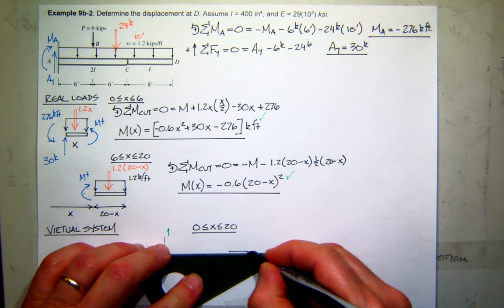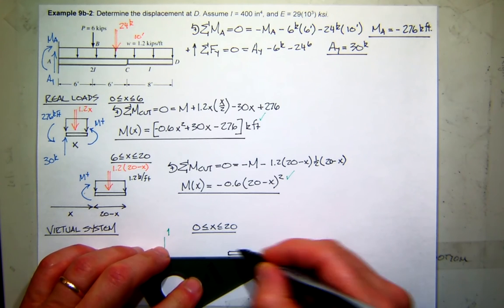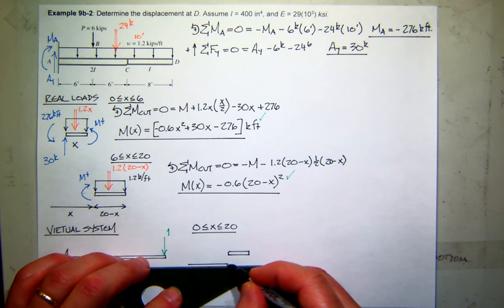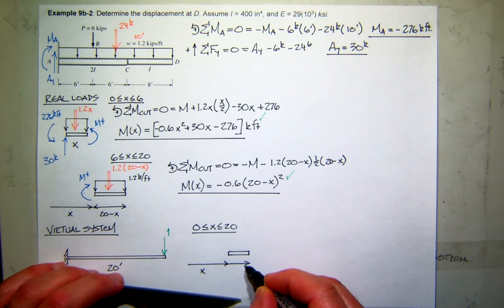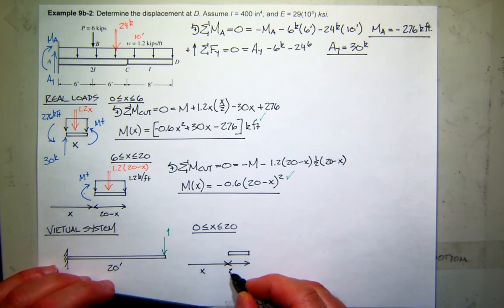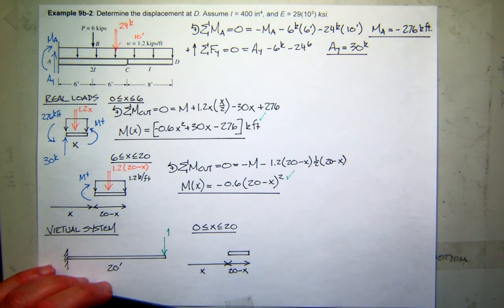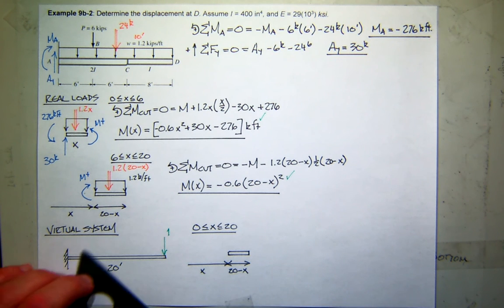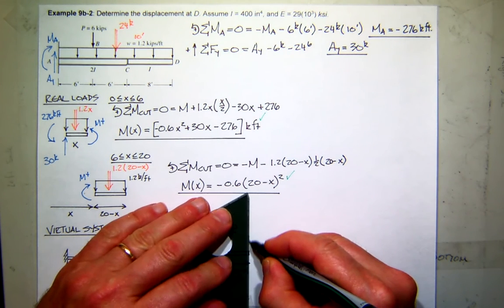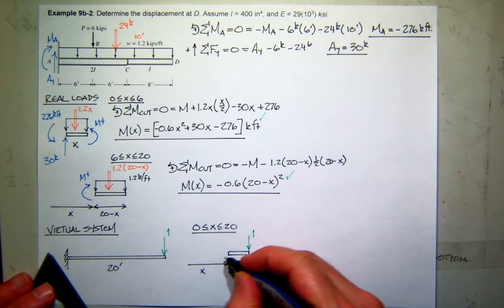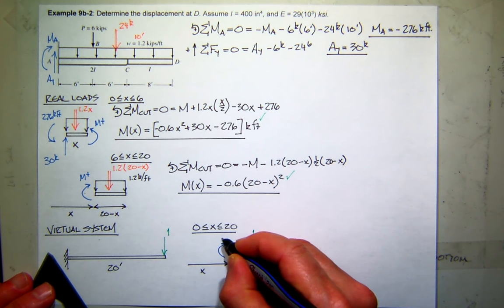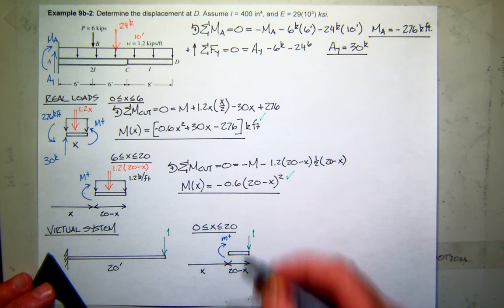So my free body diagram looks something like this. Over to the cut, a distance x. That leaves me a remaining segment of the length 20 minus x. I have my virtual load at the end, value of 1. And then internally, I have my positive virtual moment.